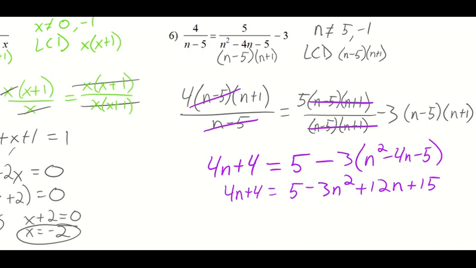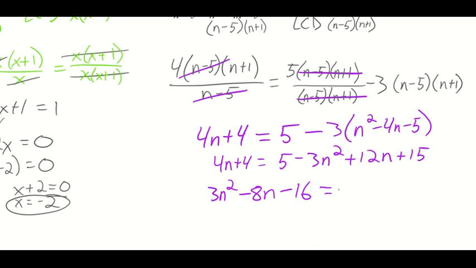Now, since this is a second degree polynomial, to solve it we need to move everything over to one side so it's equal to 0. So let's try and move it to the left so that we have a positive leading coefficient. So we have 3n squared, and then we'll subtract 12n, so it will be minus 8n. Then we have 5 plus 15 is 20. We subtract 20 from both sides, and so we have minus 16. So that's going to be equal to 0.